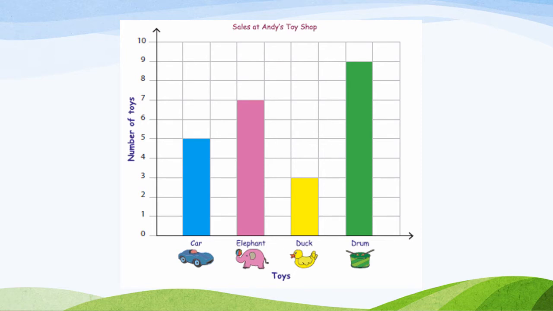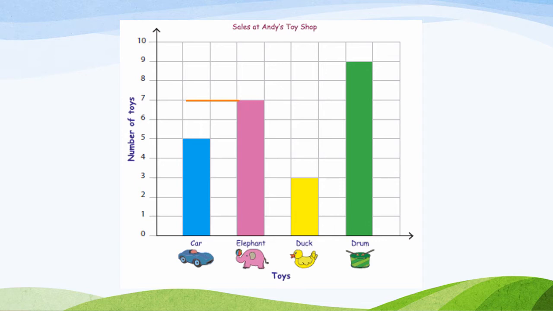Now, how many more elephants did the shop sell than cars? So these are the elephants. And these, how many more? 1 step, 2. These are 2. So 2 more elephants than cars.